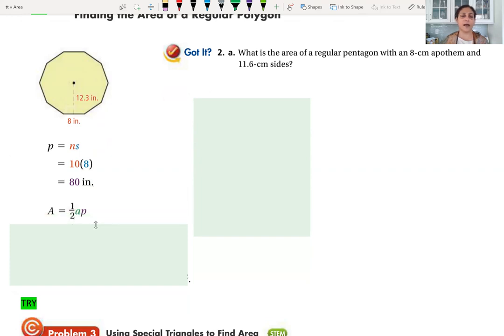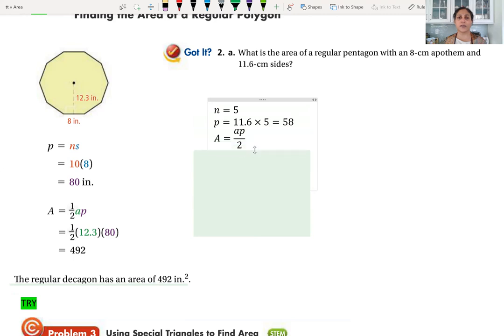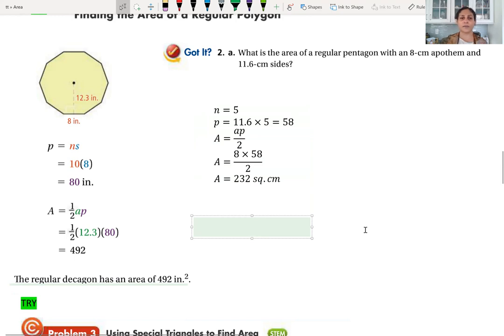And area is half apothem times perimeter. So this is fairly straightforward. Make sure you answer with the proper units. Remember that area is always squared. In the next one, we have a regular pentagon. The apothem is 8 and each side is 11.6. So if n is equal to 5, then the perimeter is 11.6 times 5, which is 58. And that's the formula. You're going to plug in for A times P divided by 2, and the answer is 232 square centimeters.